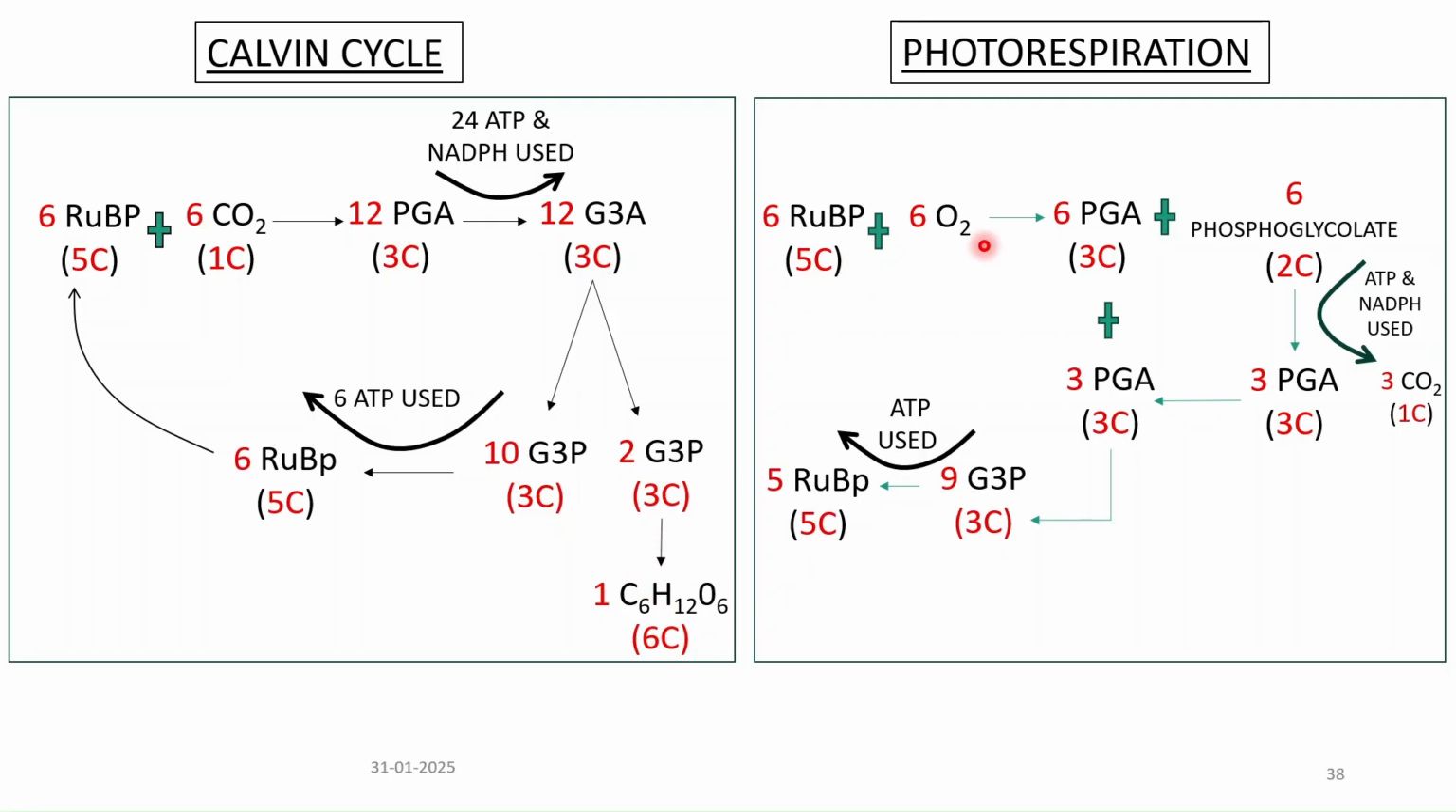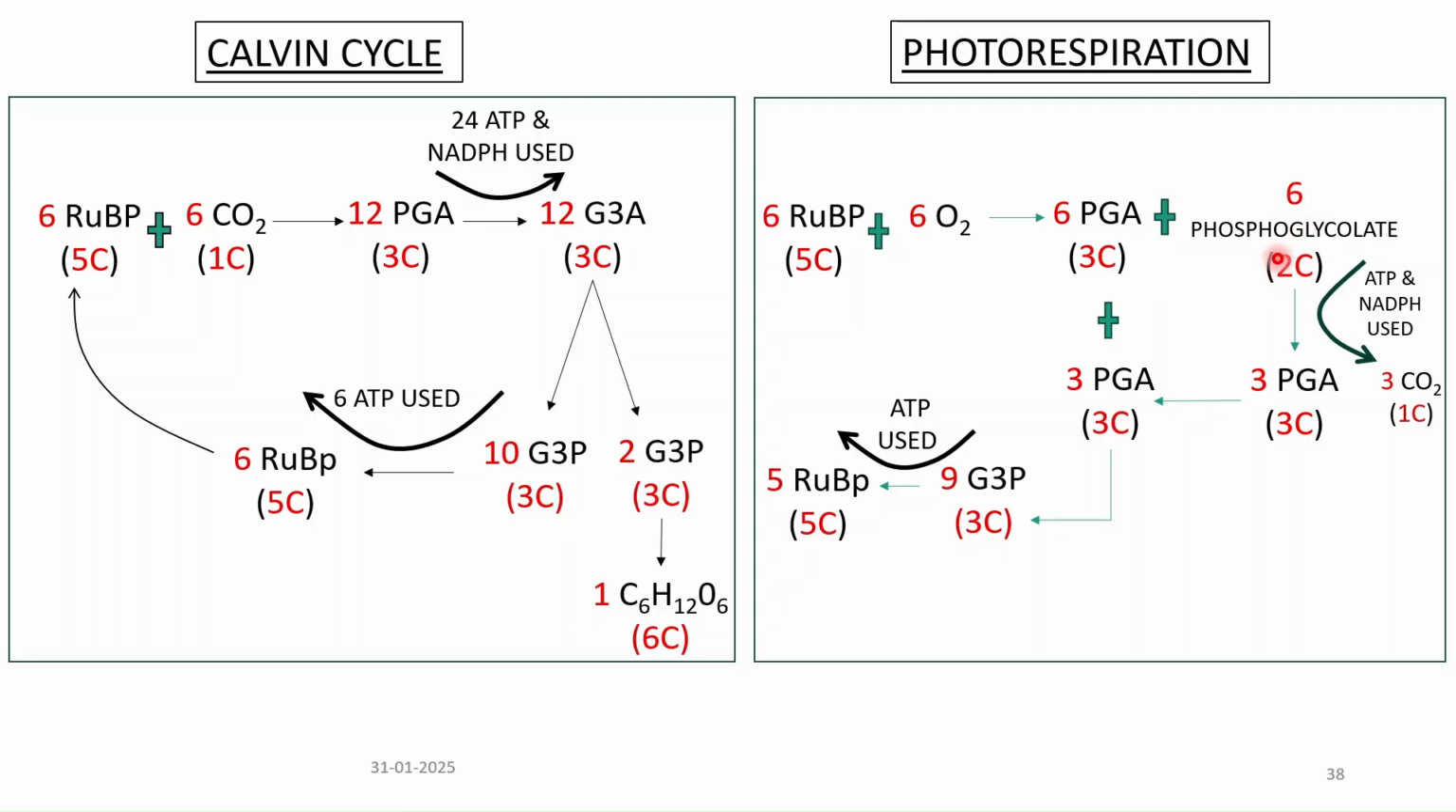Whereas in the same photorespiration reaction, we see that 6 RUBP reacts with 6 oxygen. But unfortunately, since oxygen doesn't have carbon molecule, there is only a total of 30 carbon molecules that is generated from this reaction. That 30, 6 of them will be a PGA and 6 glycolate will be formed. But 6 PGA will be 18, and phosphoglycolate is a 2 carbon molecule, so 6 3s are 18 and 6 2s are 12. Totally this combination is giving us a 30 carbon molecule.